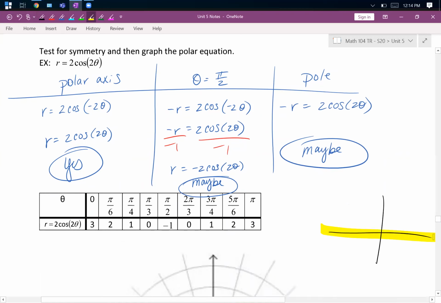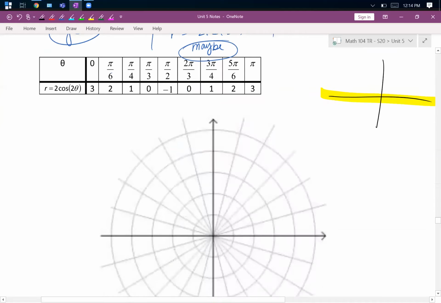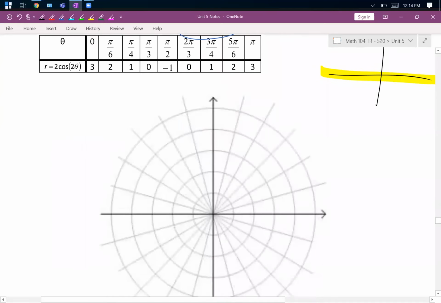So that's this one. That means I need angles out of quadrant 1 and 2. So I'm going to run from 0 to pi. And we just plug those values into our calculator, making sure we're in radian mode. And let's plot our points. First up, we're at 0, 3. Then pi over 6, 2. Pi over 4, 1. Pi over 3, 0.